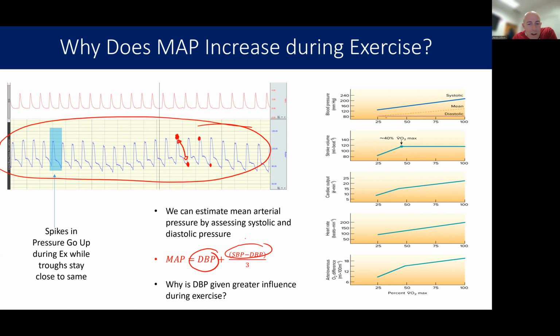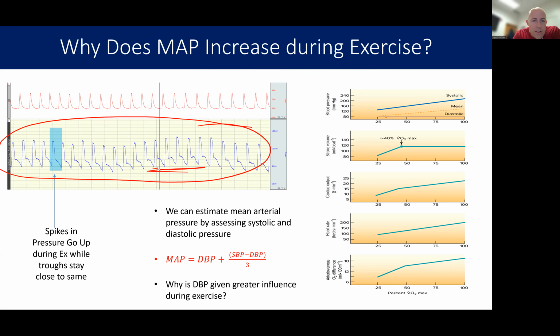And now we divide it by 3 because on average, we spend 1/3 of our time at rest in diastole. These data were actually taken during exercise. But during a normal rest, your blood pressure would probably look like something like this. So you spend most of your time in diastole. So because of that, we just estimate that about 1/3 of your time is above diastolic pressure. So we just take the pulse pressure divided by 3.